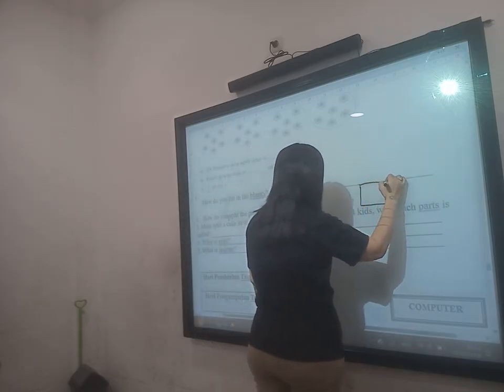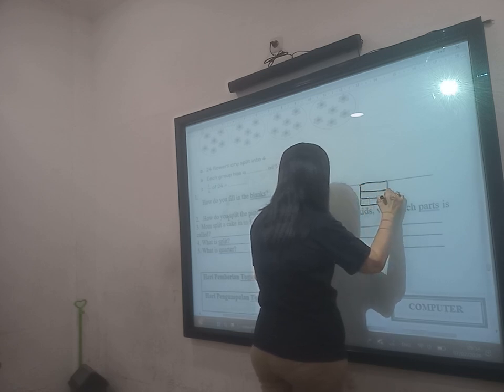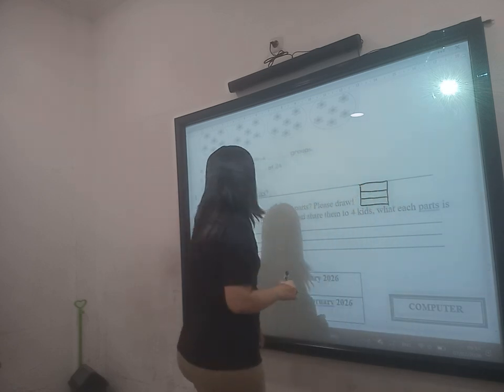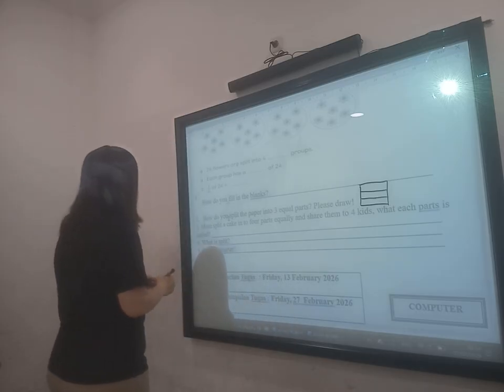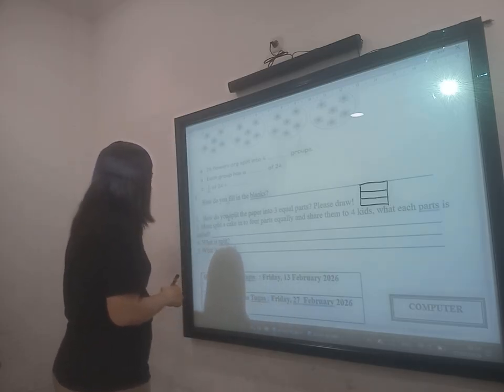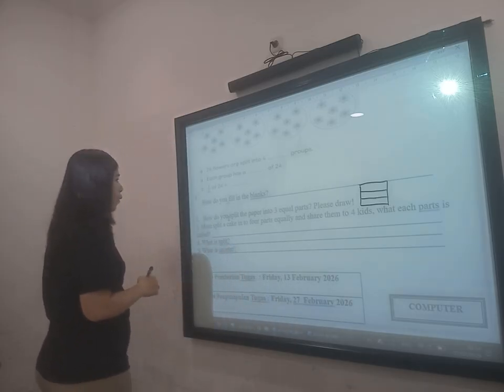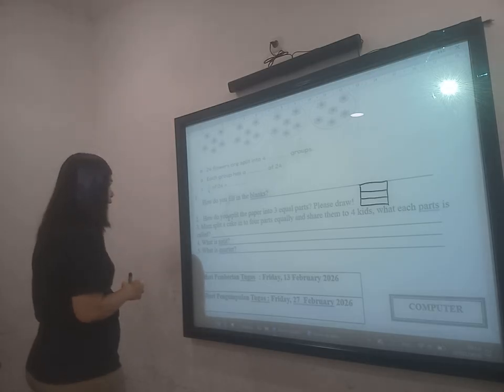We make the paper of origami paper and then we split into 3 of the same size. Okay, number 3. Mom split a cake into 4 parts equally and shared them to 4 kids. What is each part called? Each part is called a quarter.